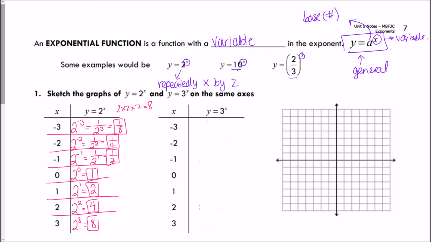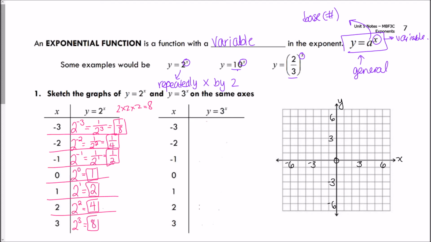So what I'm going to do is label this my x-axis, label this my y-axis. I'm going to go by ones, so 1, 2, 3, 4, 5, 6. I'm not going to label every single one. You can if you want to. And then I'm going to go ahead and graph out my coordinates.